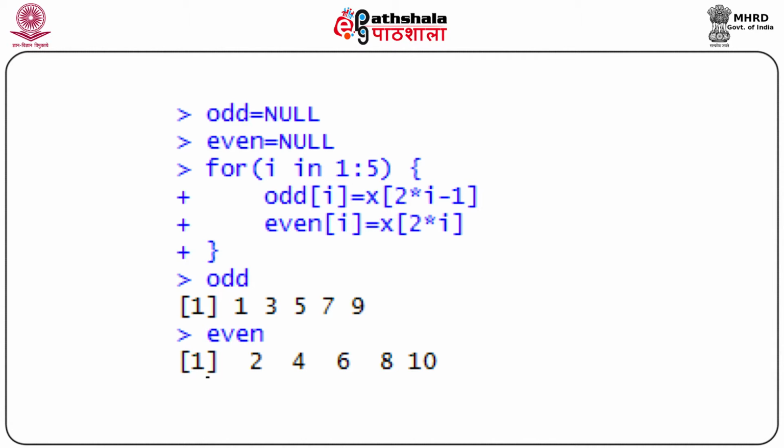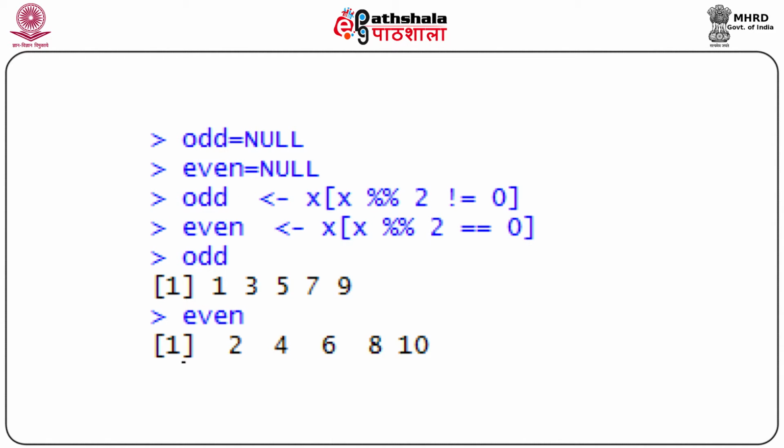So basically, what would be the value of, say, odd[3]? It would be the (2 times 3 minus 1)th value, that is 6 minus 1, which is the 5th value of x, which is 5. And the 4th member of the even set is 8. So finally we have these odd and even values.